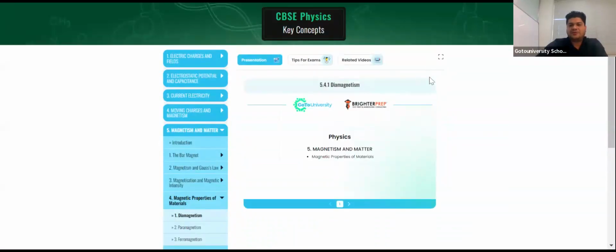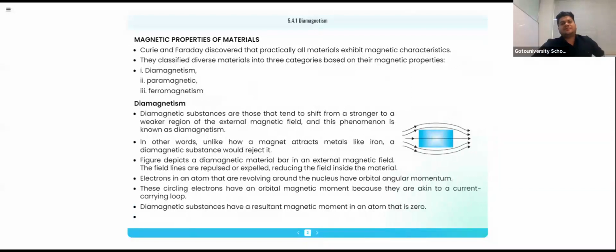Three types, three properties of material: paramagnet, diamagnet, and ferromagnet. See, there were two scientists named Curie and Faraday.